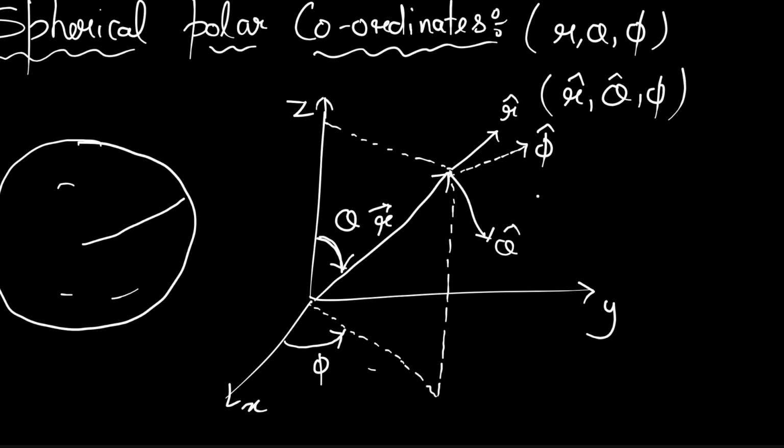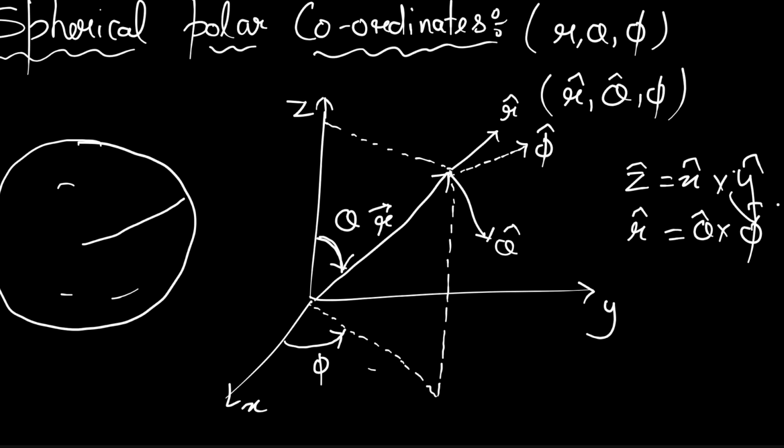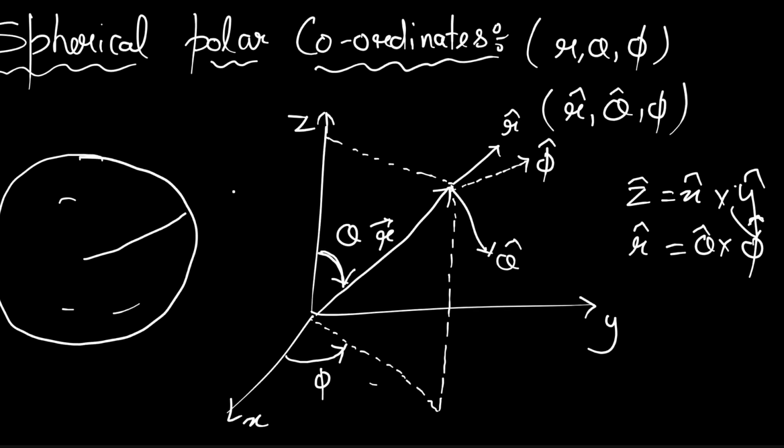Basically they are perpendicular to each other, and they also have to follow the rules, as we discussed, z cap is equal to x cross y. Similarly you have to follow this rule here also: r cap is nothing but theta cap cross phi cap. Basically they are perpendicular to each other. Okay, that is the spherical coordinate.